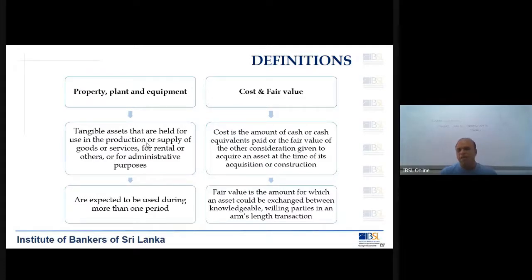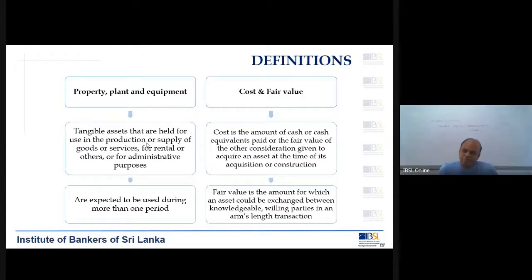So what is market value? Market value is the amount for which an asset could be exchanged between knowledgeable, willing parties in an arm's length transaction. When you say it is an arm's length transaction, it means there is no bias between the two parties involved in the transaction. And we also say knowledgeable, willing parties, which means both the parties, buyer and the seller, have to have a willingness to buy and sell, and they have to be knowledgeable about the market.